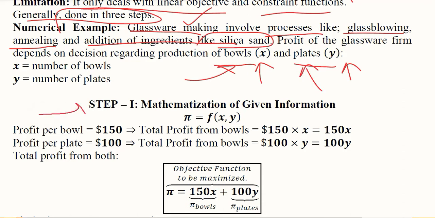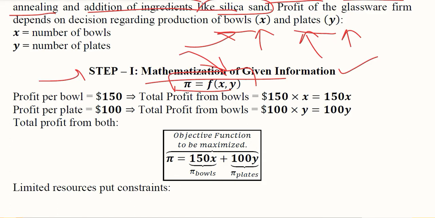So the first step is to mathematize the given information. We have to maximize the profit based upon the outputs, that is bowls and plates. We are informed that the profit per bowl is $150. So if I want to calculate the total profit from the bowls, I have to multiply the profit per bowl with the number of bowls that I am able to produce in this firm. So it becomes 150x.